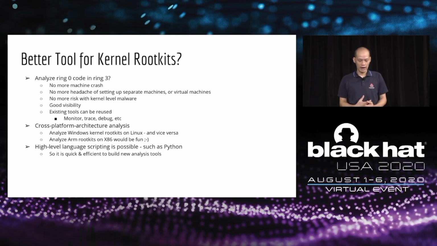We also want to analyze kernel rootkits in a cross-platform and cross-architecture way sometimes. First of all, it would be very nice if you can analyze Windows kernel rootkits on Linux, and vice versa. We can analyze Linux kernel rootkits on Windows. That would be even better. And we also want to analyze ARM kernel rootkits on an x86 machine. And if we can do that, which is very nice.